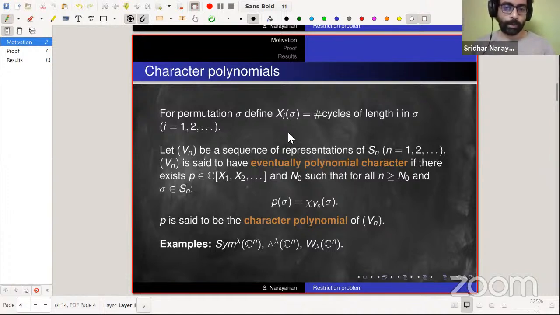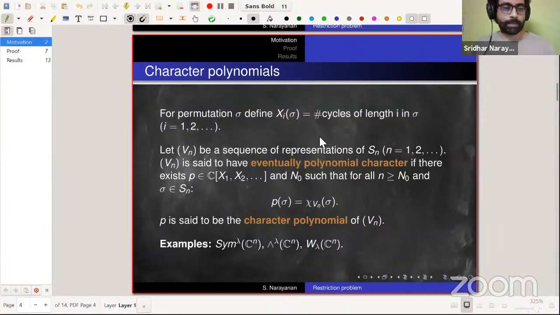So in order to define a character polynomial, you first have to define certain basic class functions called X_i. So we define X_i of a permutation as the number of cycles of length i in that permutation. Right? So having defined X_i and the evaluation of X_i on a permutation, it makes sense also to talk about the evaluation of a polynomial in these functions X_i on a permutation. And that leads us to the character polynomial.